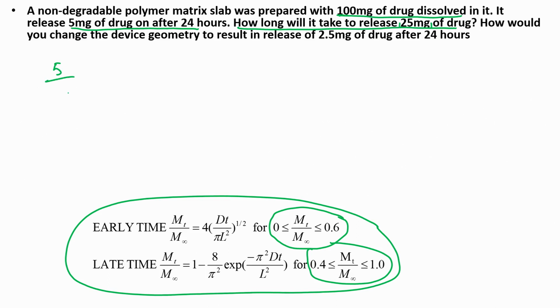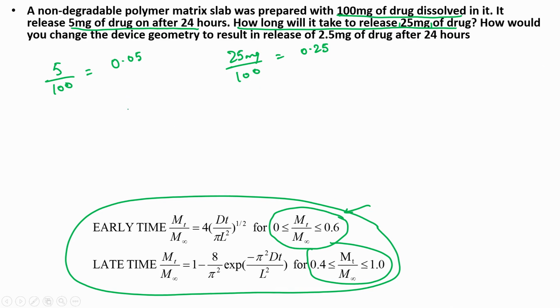So, if I do this calculation, this is nothing but 5 by 100, and that is only going to be 0.05. And even for how long will it take for 25 milligram, we are still talking about 25 by 100, that is still only 0.25. So, in both of these cases we can use the early time example.